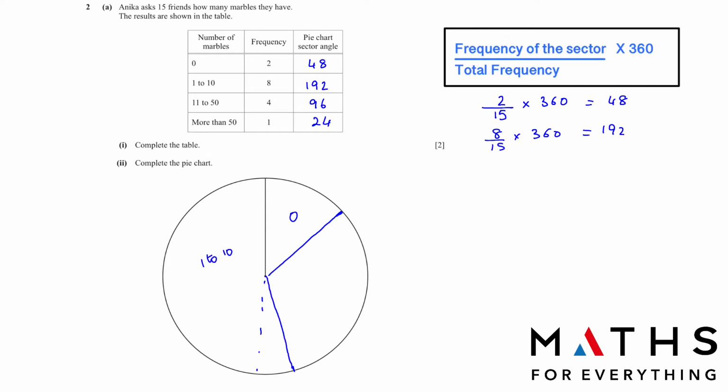Same way, place it and you will get that this is 96 here, 11 to 50, and this will be 24, which is more than 50. I hope you got an idea of how to place your protractor and find the angles.